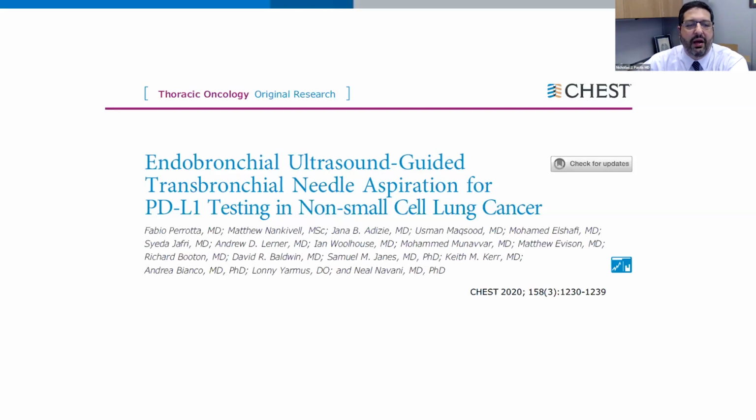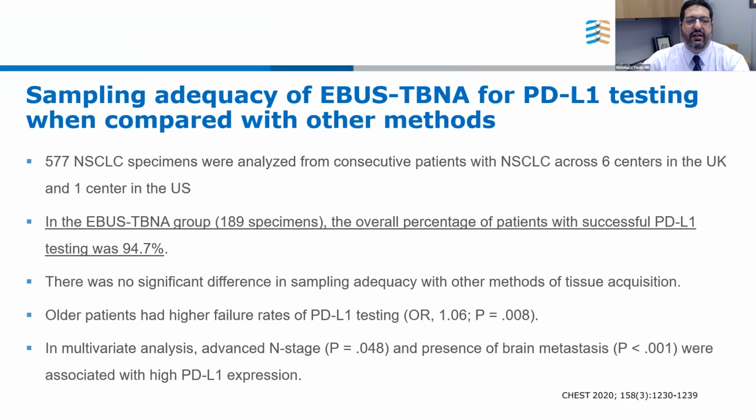So this was another published study about EBUS for PDL1 testing in non-small cell lung cancer. This was across 6 centers in the UK and 1 center in the US, so over 500 specimens. And in the EBUS group, which had 189 specimens, the overall percentage of patients with successful PDL1 was 94%. There was no significant difference in sampling with other methods of acquisition, forceps biopsies, surgical biopsies, et cetera. Older patients had a higher failure rate for PDL1 testing.